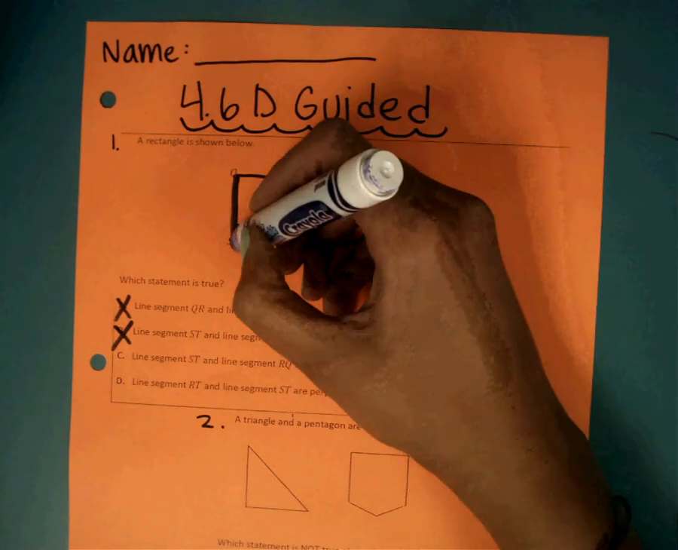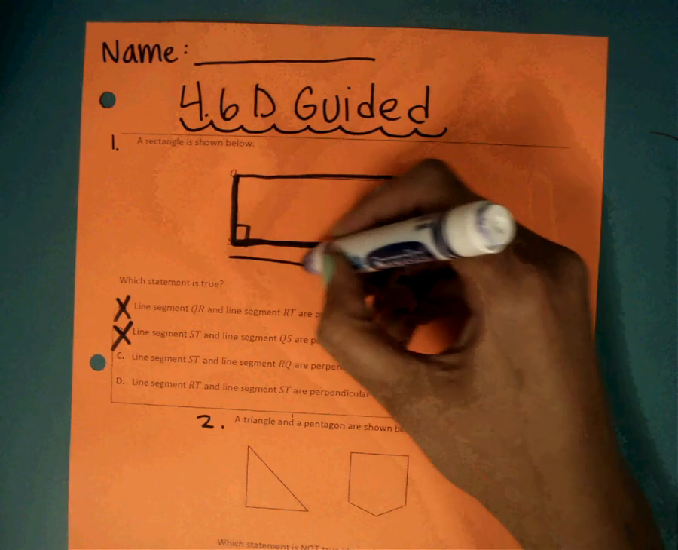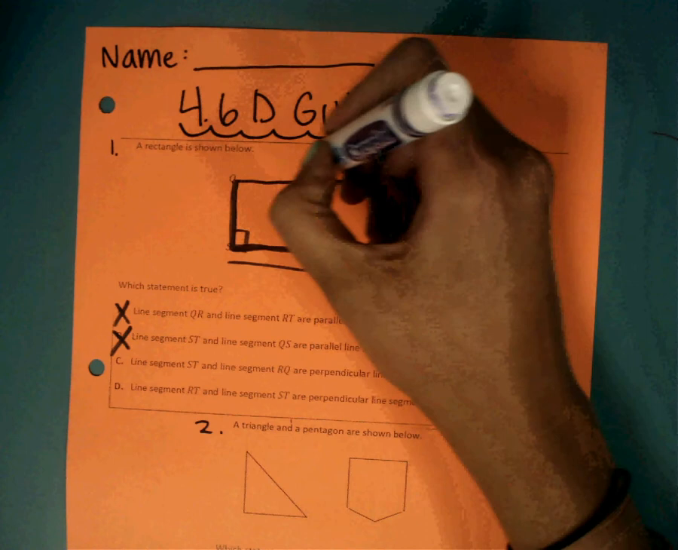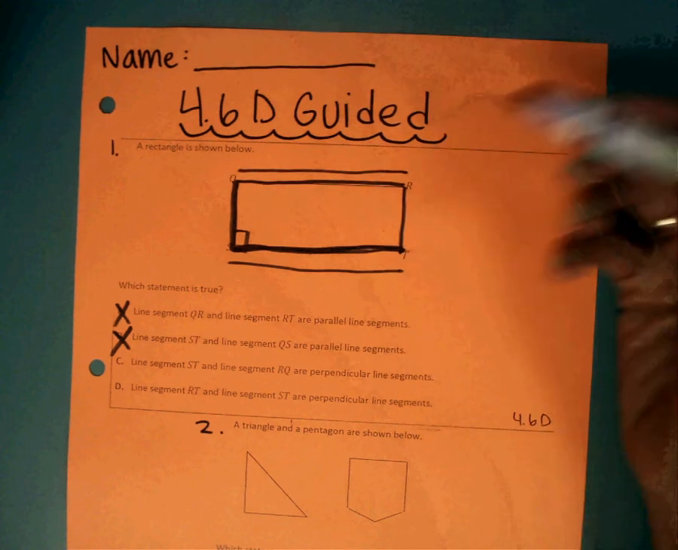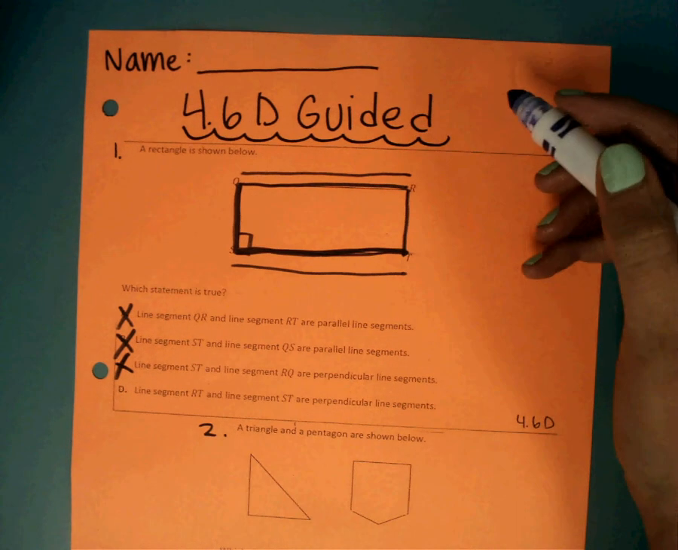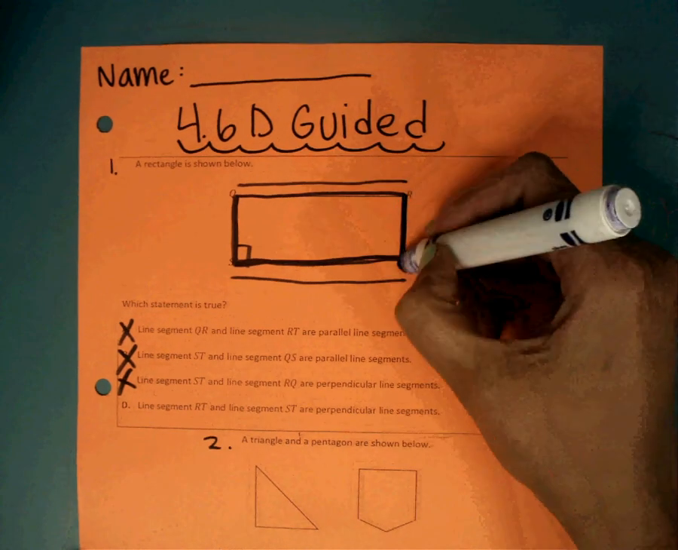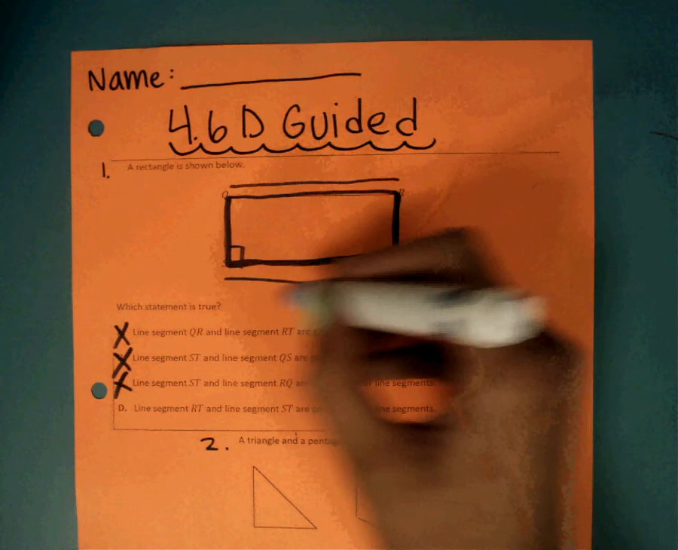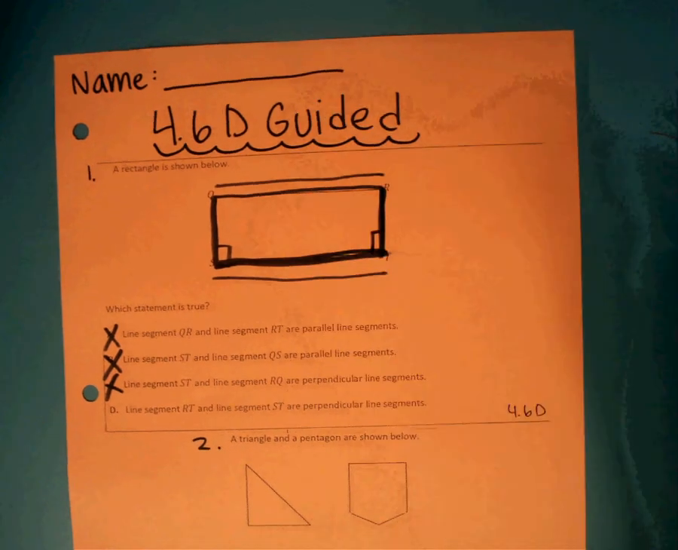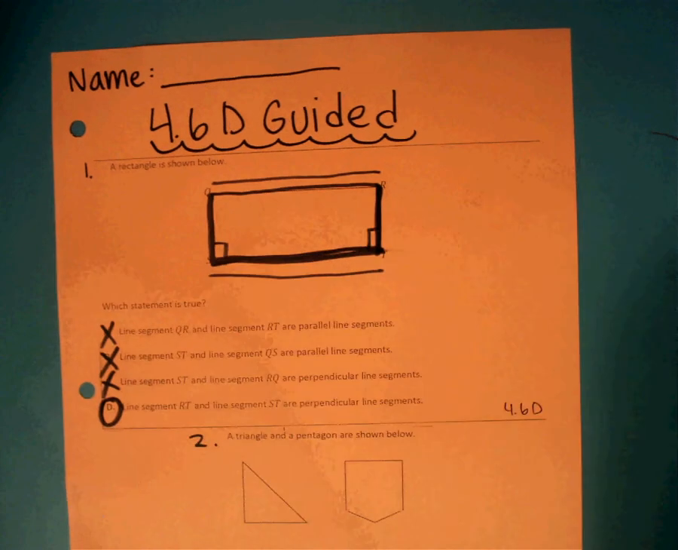Line ST and RQ are perpendicular. So S to T and R to Q, well, those don't ever touch, so they can't be perpendicular. Line segment RT and ST, do you see how they share that common endpoint, R to T and then S to T? Yes, those form a right angle right there. So that is the answer, D.